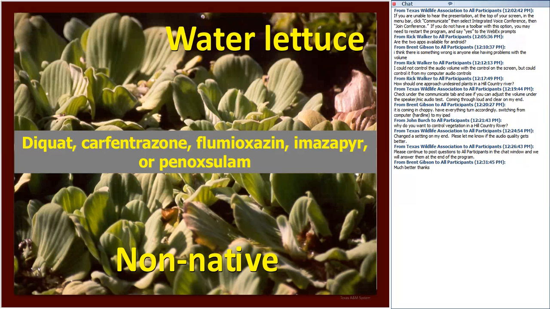Now, if you do end up having this species, the effective herbicide formulations are diquat, carfentrazone, flumioxazine, imazapyr, or penoxsulam. We typically go with diquat because it is very effective and it's the lowest cost option. And so typically you won't need to use anything other than diquat.